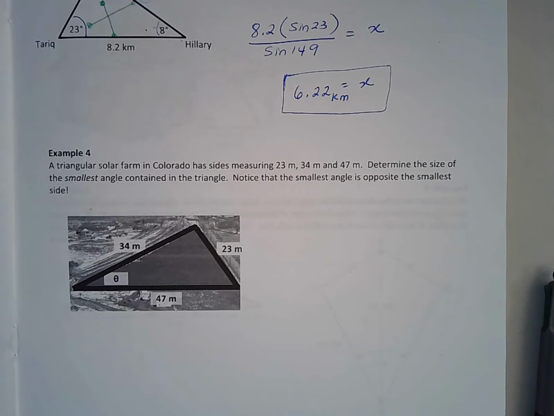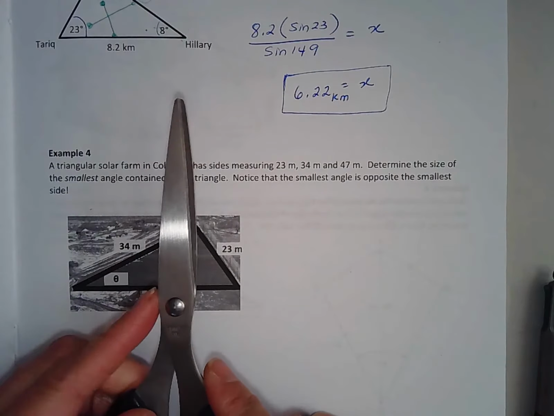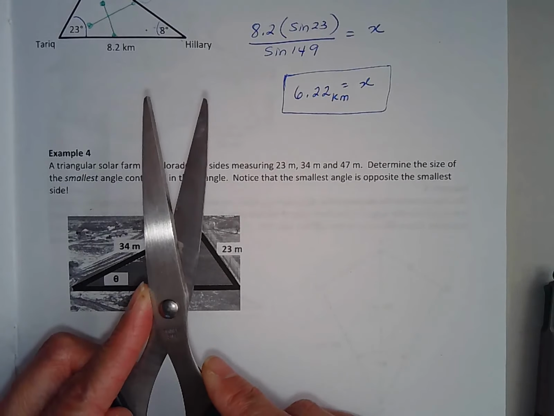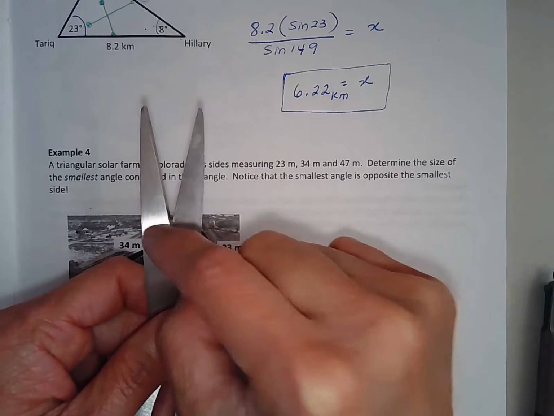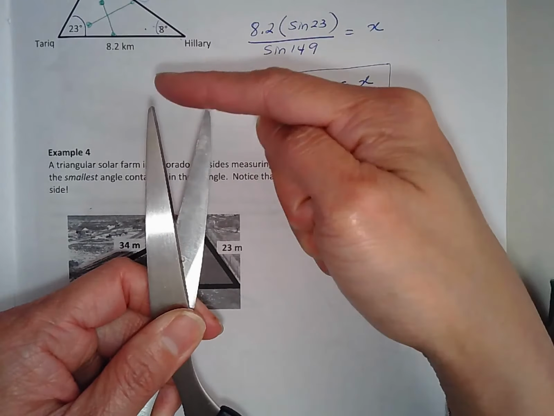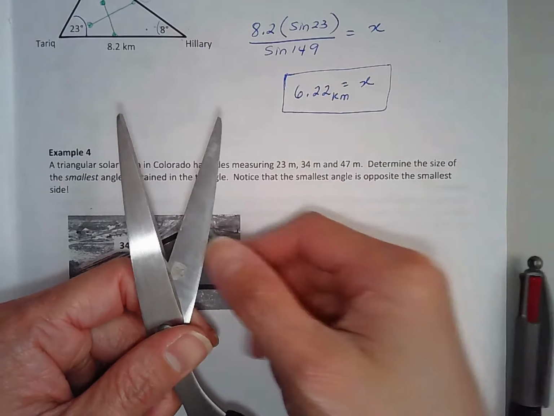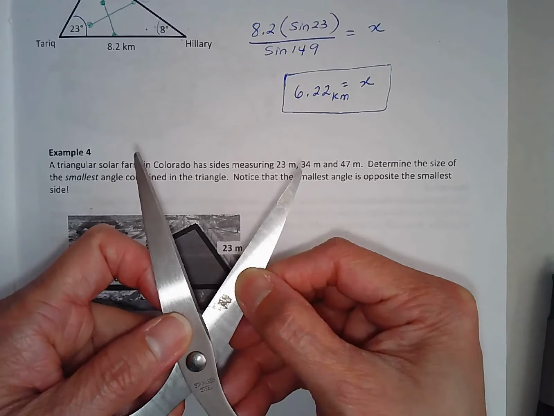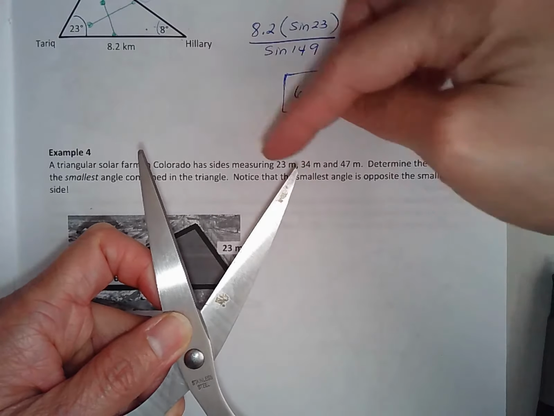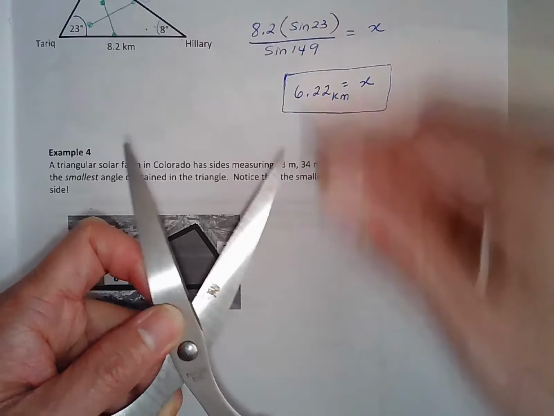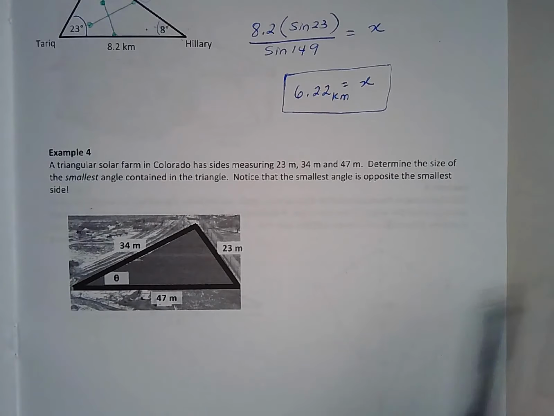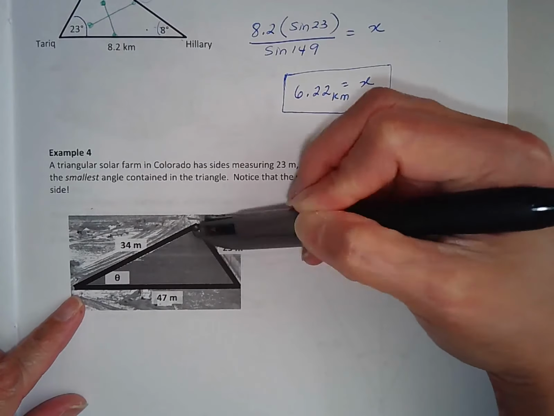Now, if I bring out the scissors, what happens? The smaller the angle here, the smaller the side there, right? If I open it up, bigger angle, bigger side. Okay, so when we look at this one here, this is the smallest side.